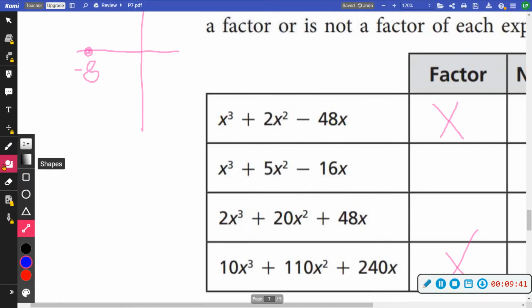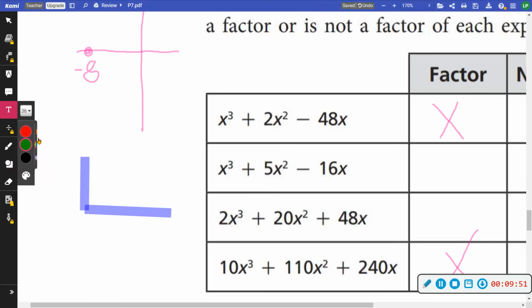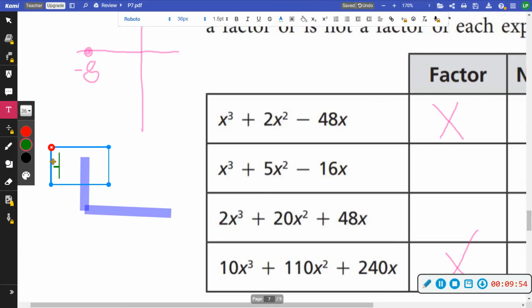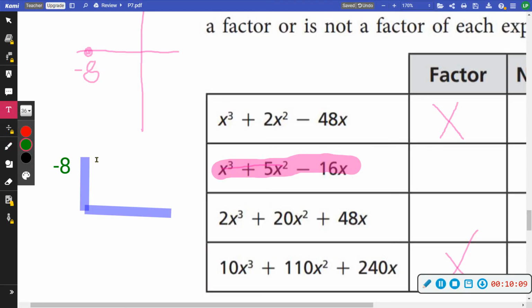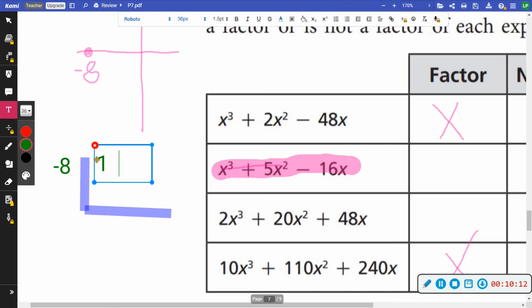The best way to do it would be to use what's called synthetic division. And so you would make your little table, negative 8 would go out here. And I'm actually going to do this one. And so remember, the coefficients have to the third power. I should have 4 boxes. And so I got 1 for x to the third. I got 5 for x squared. I got negative 16 for x, and then there's no constant.